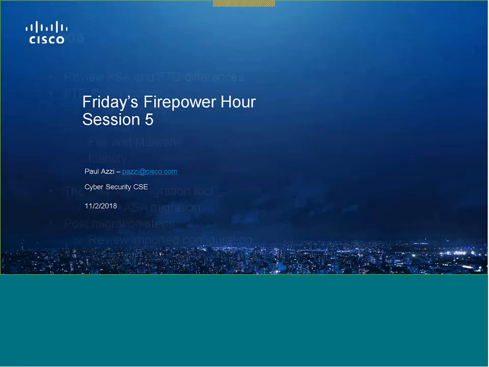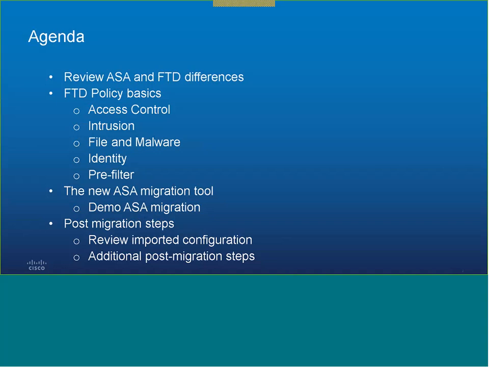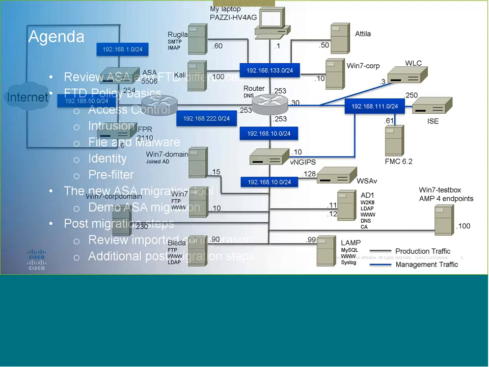So the agenda, a lot of things to talk about: review ASA and FTD differences. We'll talk about Firepower Threat Defense policy basics: the access control policy, the intrusion policy, followed by malware, identity, and pre-filter. We'll look at the new ASA migration tool, so 1.1 got posted a few weeks ago. I'll be using that. And then we'll go through and do a demo for that and then jump into some post-migration steps.